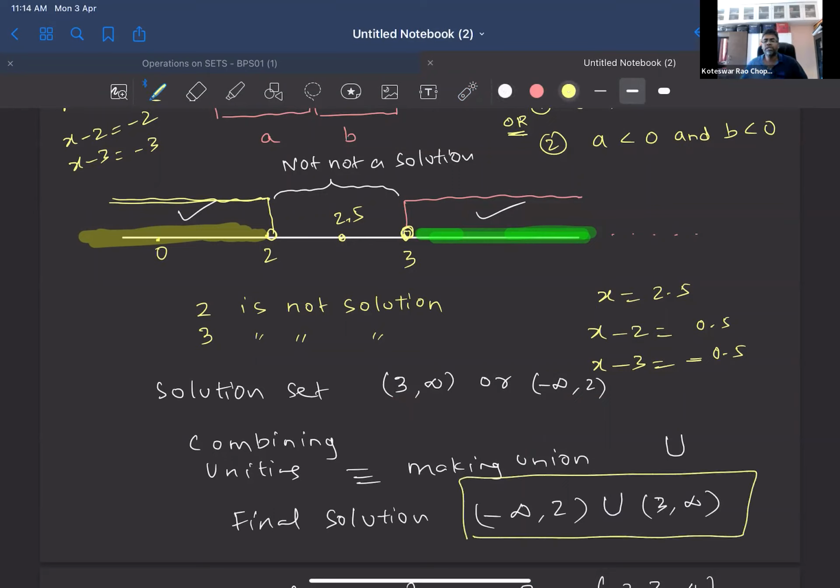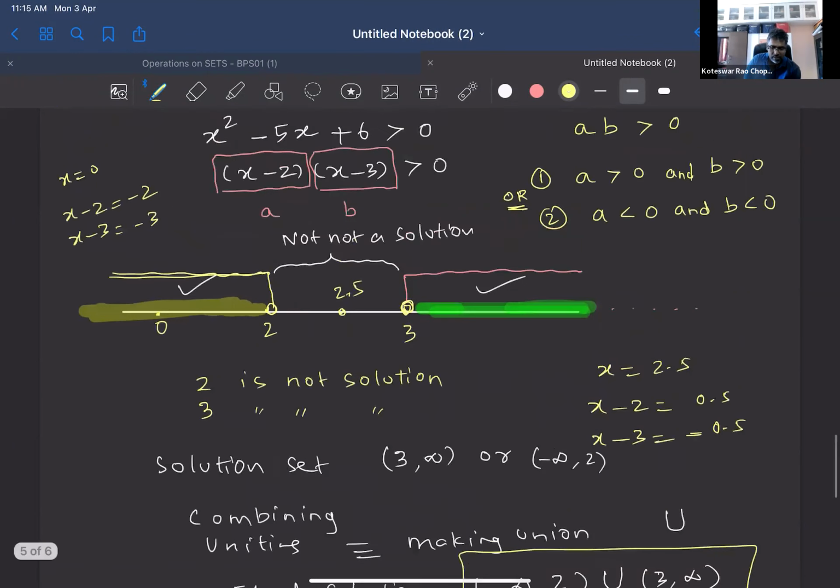You guys understand? By just changing the equal to sign to greater than 0, the problem has changed drastically. You get the point? Yes. Okay. Do you have any questions here? No, sir. Okay. You can do one more thing.